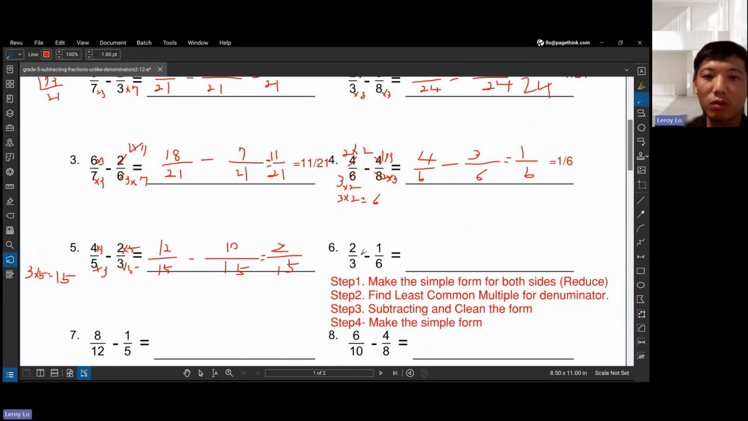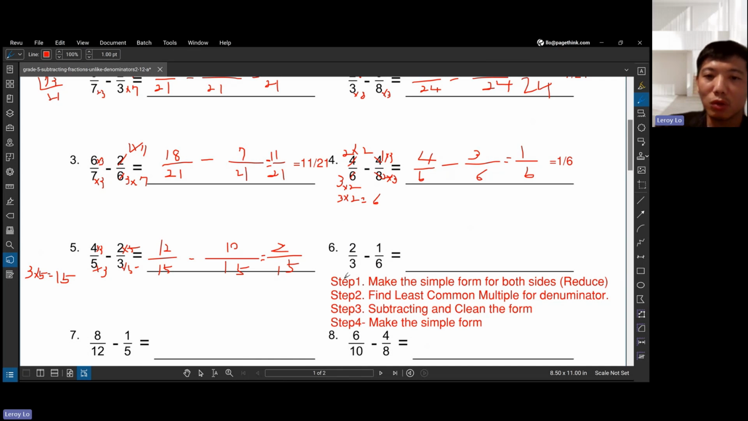So next one, number 6, 2 over 3 minus 1 over 6. So let's make the simple form. Okay. So 2 and 3, the common factor is 1. So we don't need to change it because it cannot be reduced. So 1 over 6 is already the simple form.